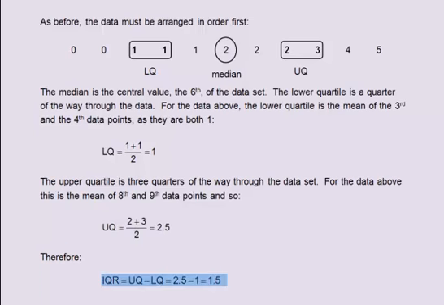Therefore, IQR equals UQ minus LQ, which equals 2.5 minus 1, which equals 1.5.